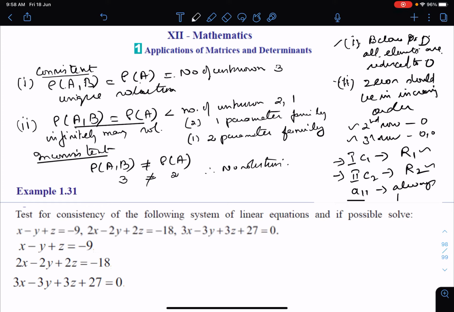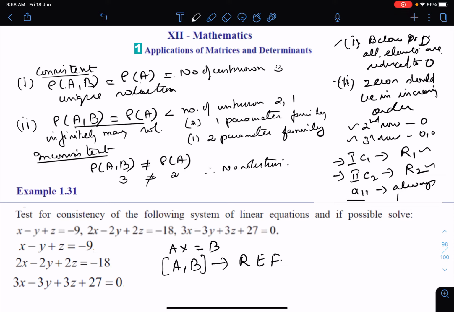Today we are going to see example 1.31: test for consistency of the linear equations and, if possible, solve. First you are going to do the test for consistency. For that, you have to write Ax equal to B and then write the augmented matrix, A comma B. Why are you writing the augmented matrix? You are going to reduce this to row echelon form.